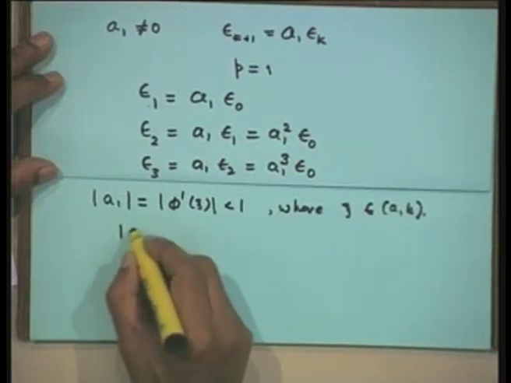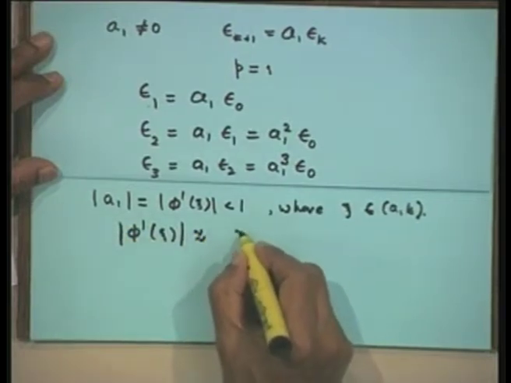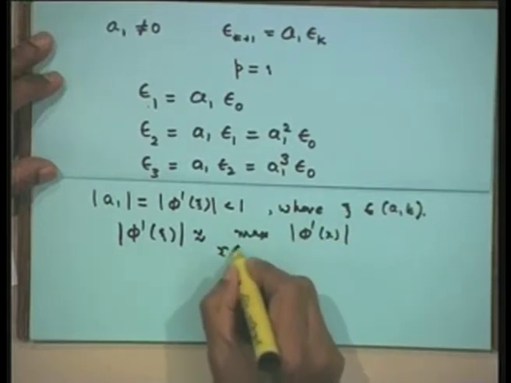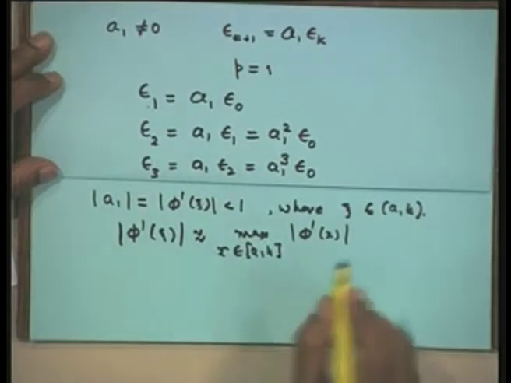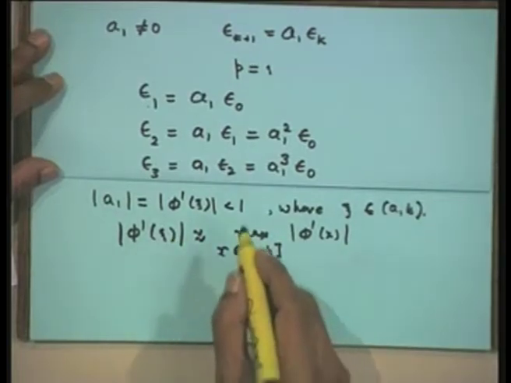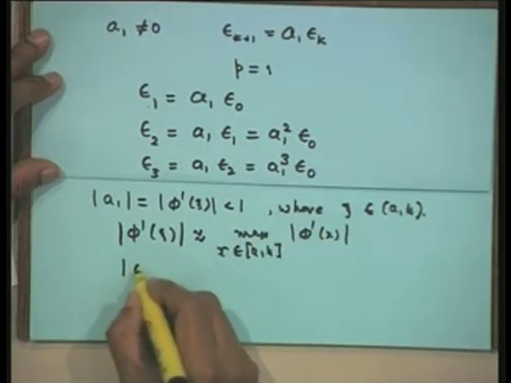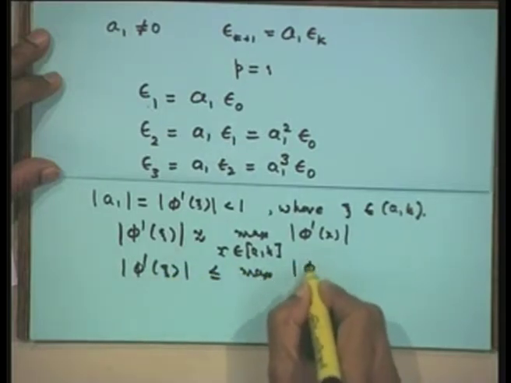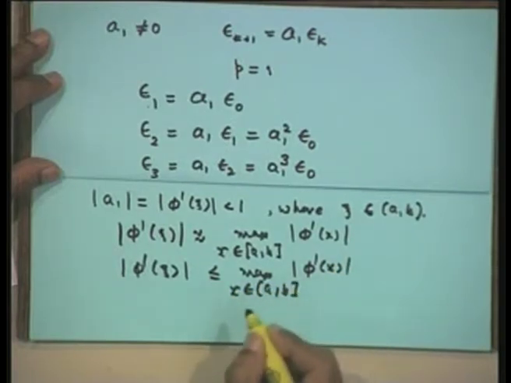That means we will approximate phi dash of xi by the maximum magnitude of phi dash of x in the closed interval [a, b]. This approximation is valid because xi is any value in (a, b), and hence the magnitude of phi dash of xi is always less than or equal to the maximum magnitude of phi dash of x, x lying in the interval (a, b).